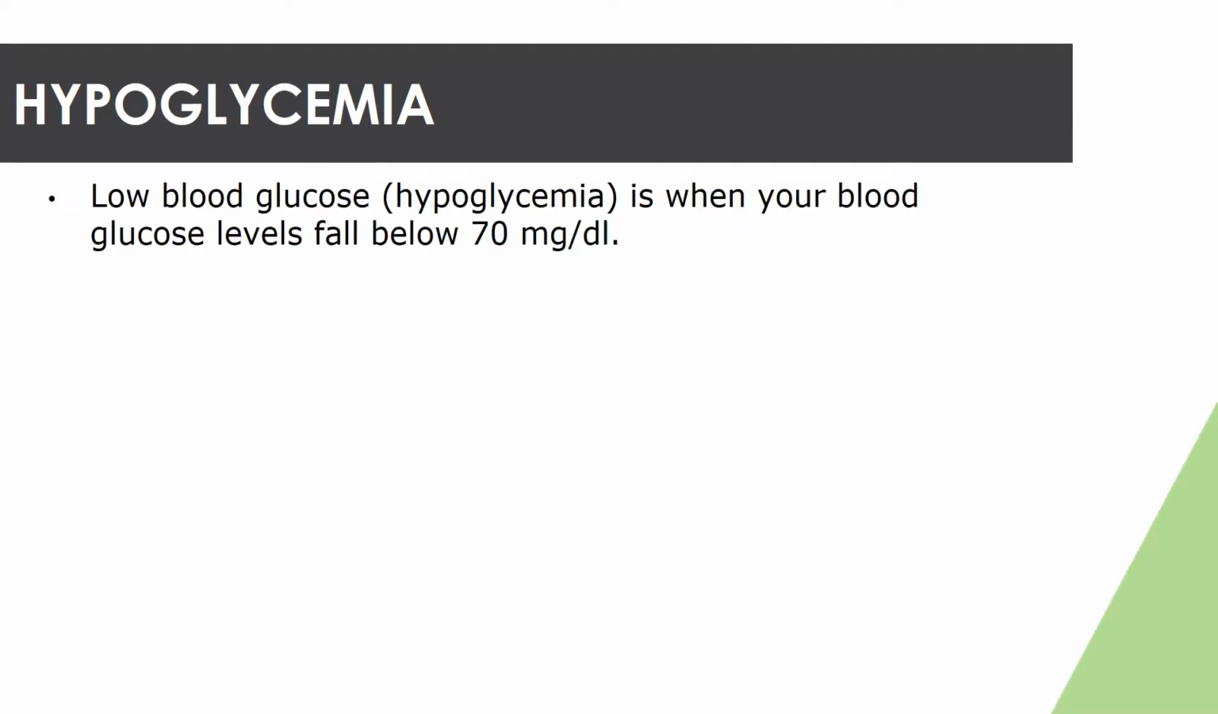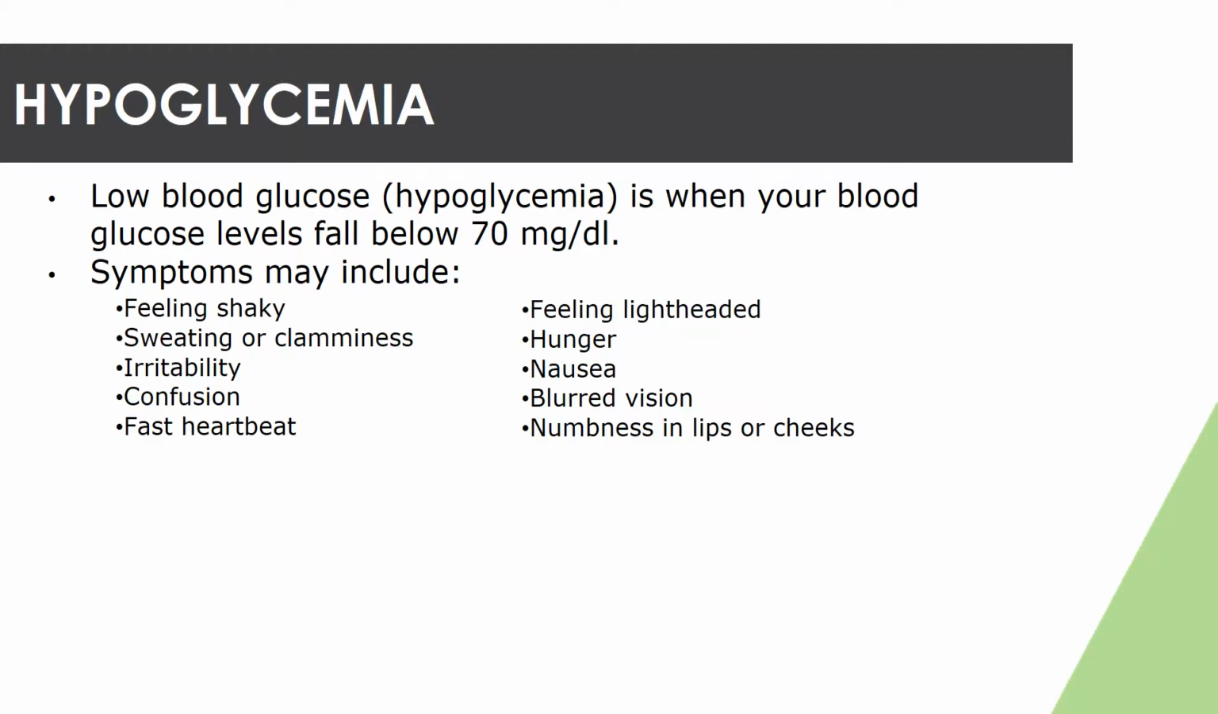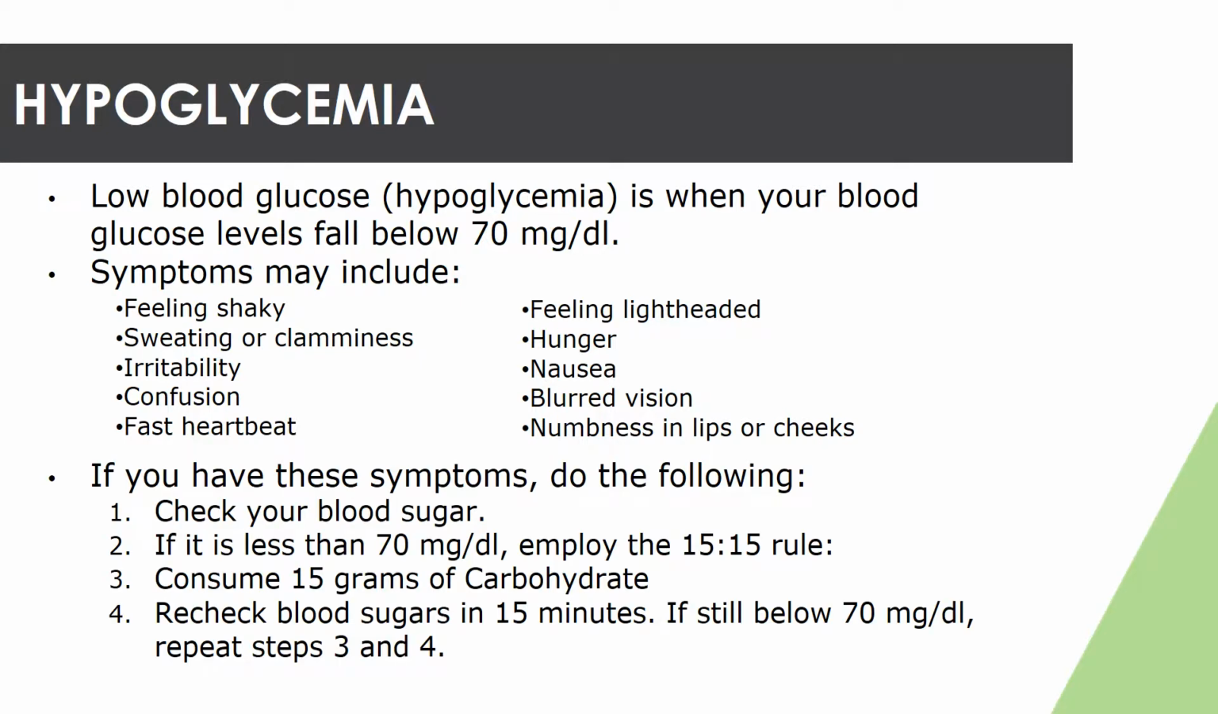On the opposite end of the spectrum, we have hypoglycemia or low blood sugar. This occurs when blood glucose levels fall below 70. People may experience hypoglycemia differently, but many of the symptoms are listed here. Often people feel shaky, lightheaded, or even hungry. If you have these symptoms, you should first check your blood sugars to determine if it is truly hypoglycemia.